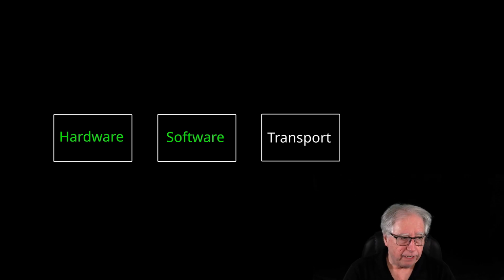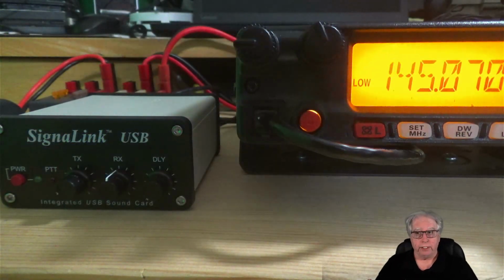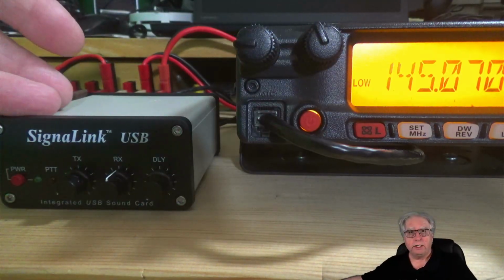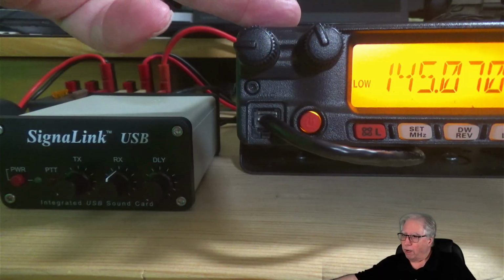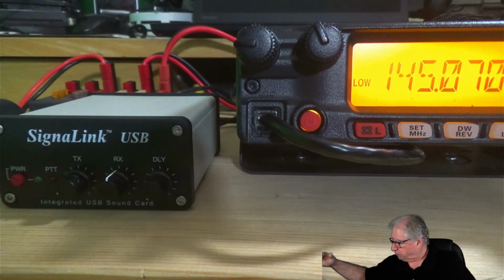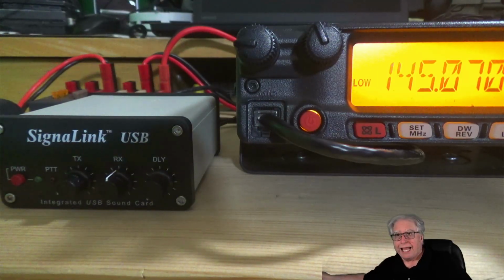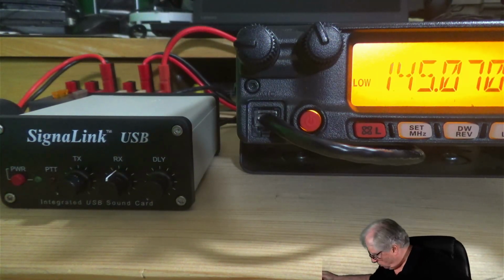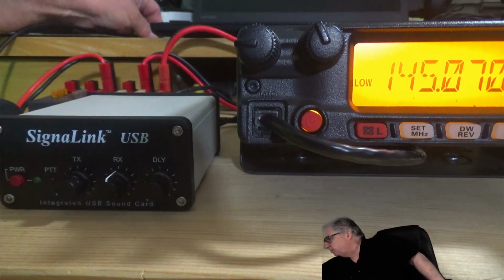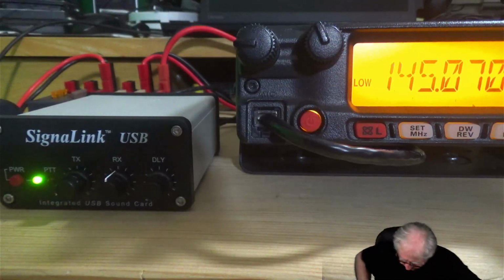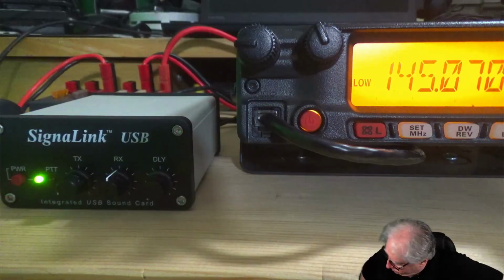So with that, let's take a look at our radio and signal link. Okay, I've got the signal link right here. I've got the 2-meter radio right here. I've got the USB cable right here. We're going to plug that into the computer. So I'm going to stretch off camera for a minute. There we go. All right, get back in position.